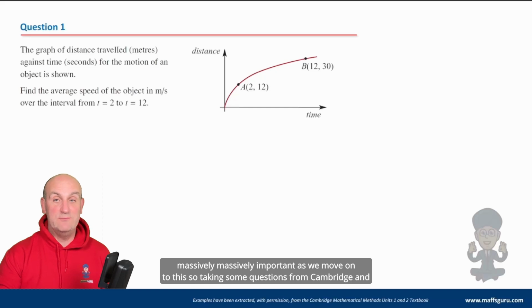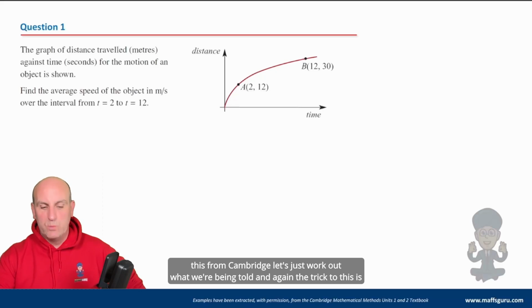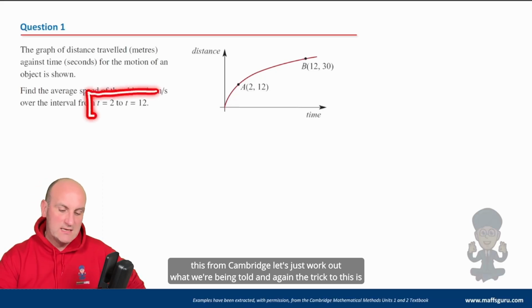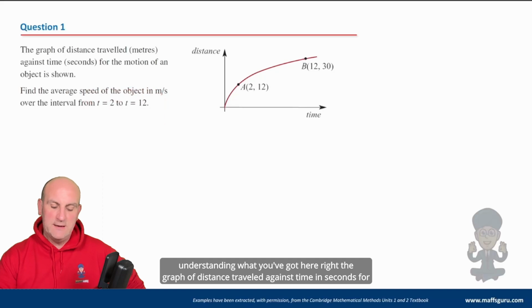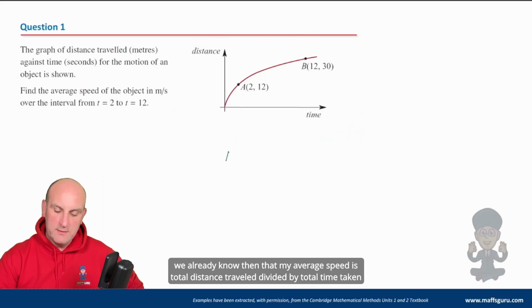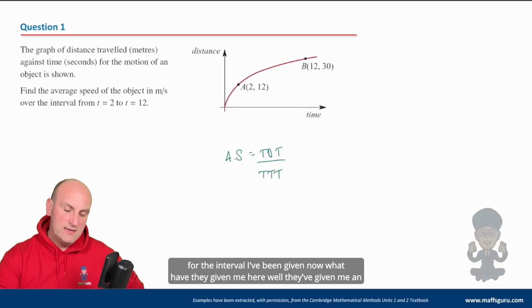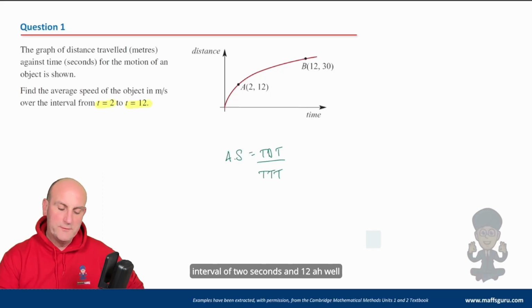So taking some questions from Cambridge, and thank you very much, Cambridge, for allowing me to use your textbook questions. You guys rock. Let's just work out what we're being told. And again, the trick to this is understanding what you've got here. The graph of distance traveled against time in seconds for the motion of objects is shown. Find the average speed. We already know that average speed is total distance traveled divided by total time taken for the interval I've been given. Now, what have they given me here? Well, they've given me an interval of 2 seconds and 12.